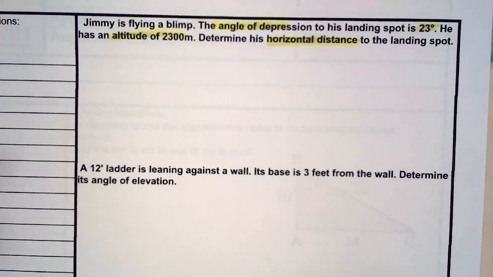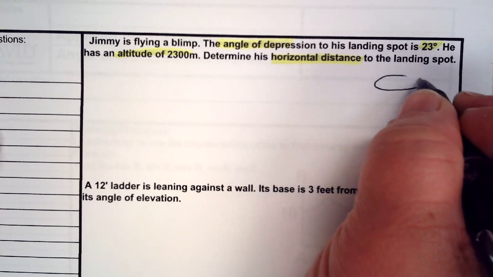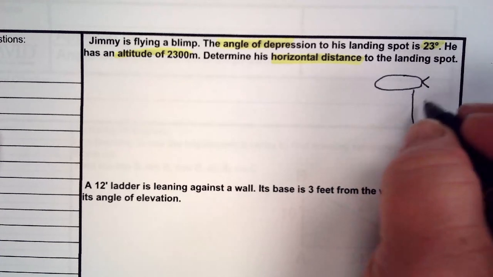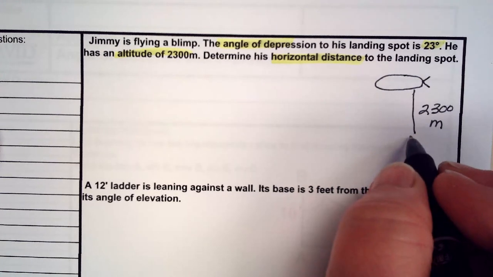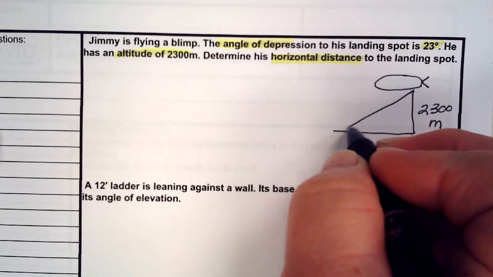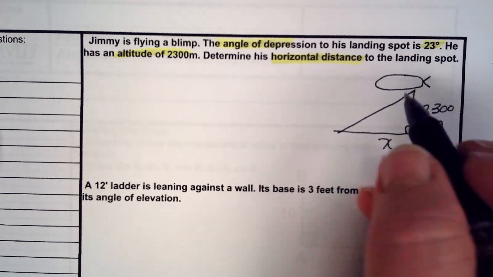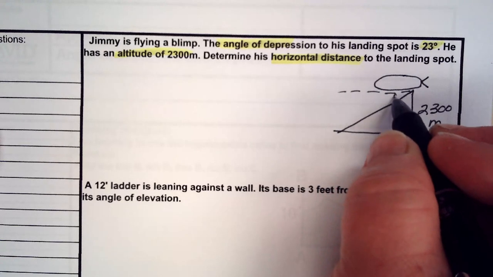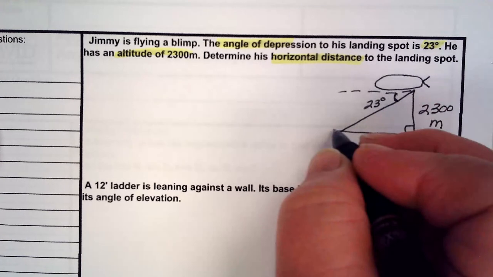So if I create myself that picture, here's my blimp. So this is at an altitude of 2,300 meters. This is what we're looking for, that distance. What we know, that angle of depression is 23 degrees. This is his landing spot.